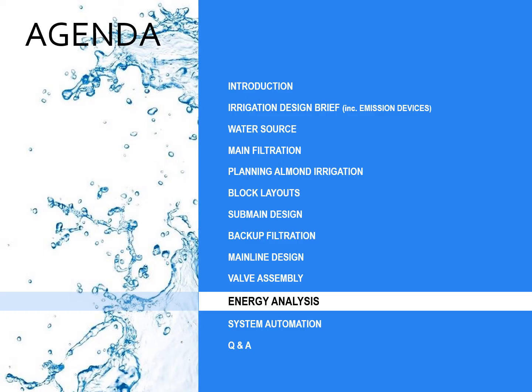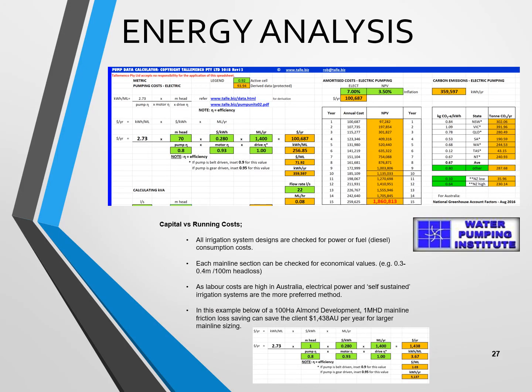Energy analysis. All irrigation systems are checked for energy analysis costs. We can do this for either power or fuel, including diesel consumption costs. Each mainline section can be checked independently for its economical value.